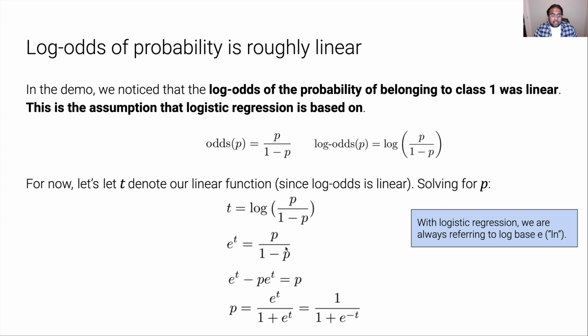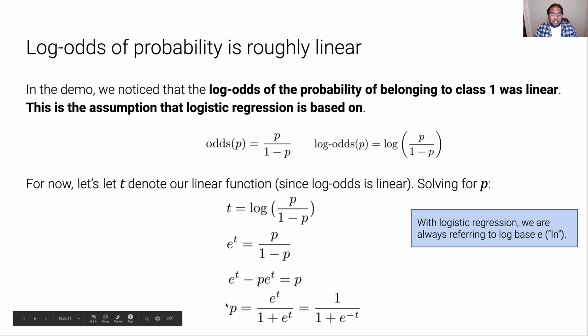What I can then do is take this equation and multiply both sides by 1 minus p. So the right-hand side becomes just p. The left-hand side becomes e to the t times 1 minus p, which becomes e to the t minus p times e to the t. What I can then do is add this term to both sides. So then on the right-hand side, I have p plus p times e to the t, and then divide both sides by 1 plus e to the t.